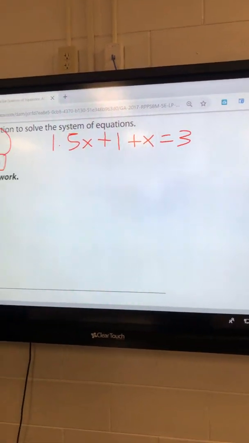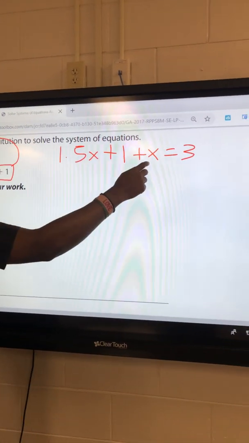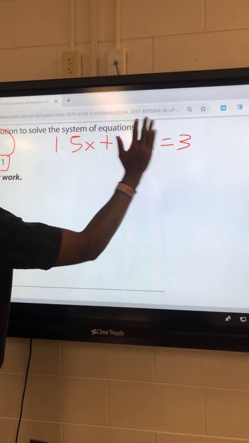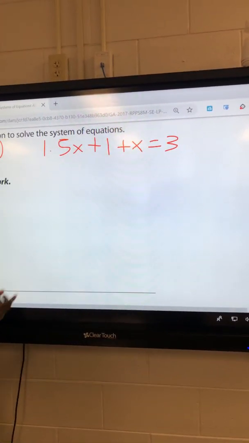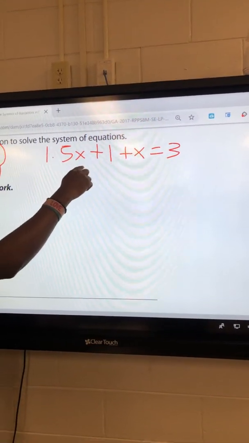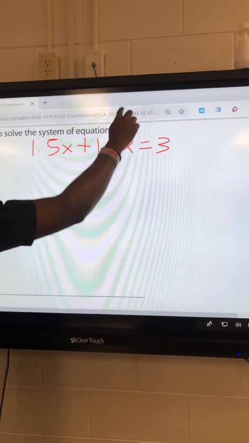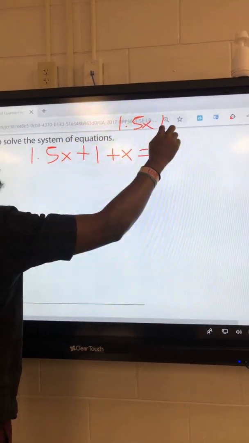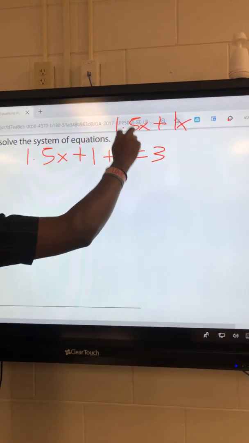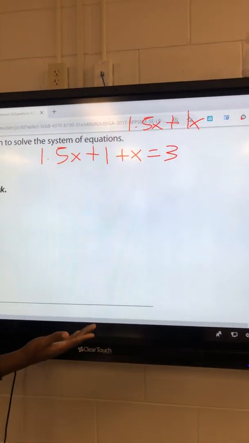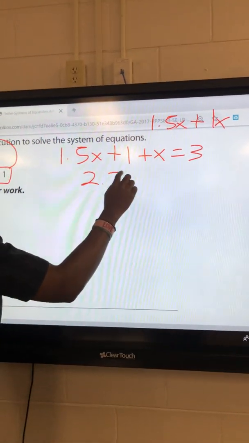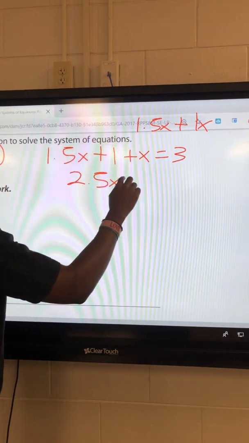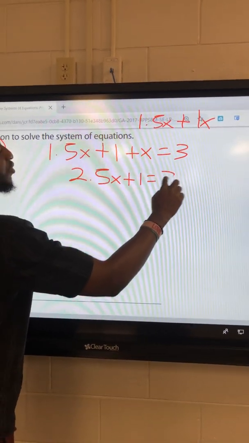Okay? Now I need to combine like terms. Since both of these x's are on the same side of the equal sign, which is the left side, I need to combine them. So 1.5x plus x is like saying 1.5x plus 1x, and 1.5 plus 1 is 2.5. So I have 2.5x. I'm going to bring down my plus 1 equals 3.